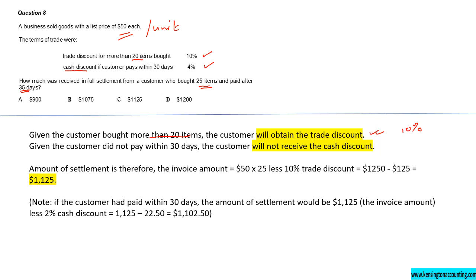Secondly, because the customer did not pay within the 30 days, the customer will not receive the cash discount, or the discount allowed. Therefore, the amount of settlement will be only the invoice amount. The invoice amount is 25 items multiplied by the list price of 50, less the 10% trade discount. Therefore, that's 1250 minus 125, which is 1125. Therefore, the correct answer is C.